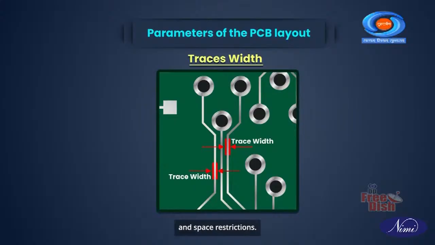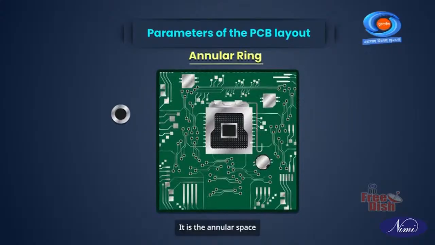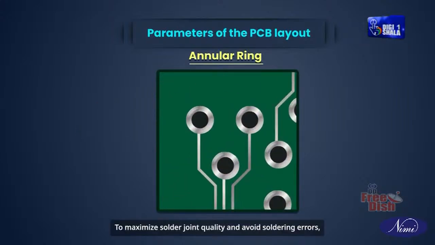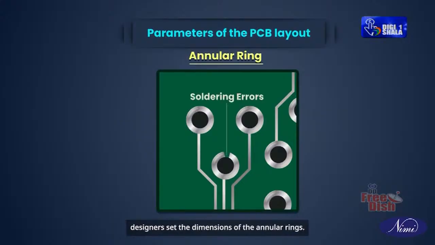Annular ring. It is the annular space that exists between the closest copper feature, such as a trace or plane, and the edge of a plated through hole or pad. To maximize solder joint quality and avoid soldering errors, designers set the dimensions of the annular ring.